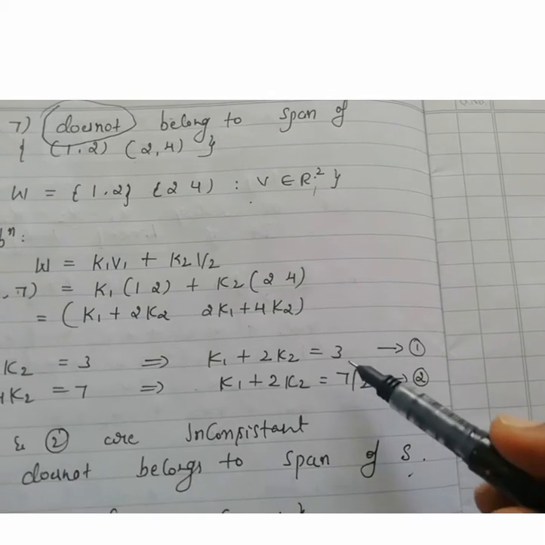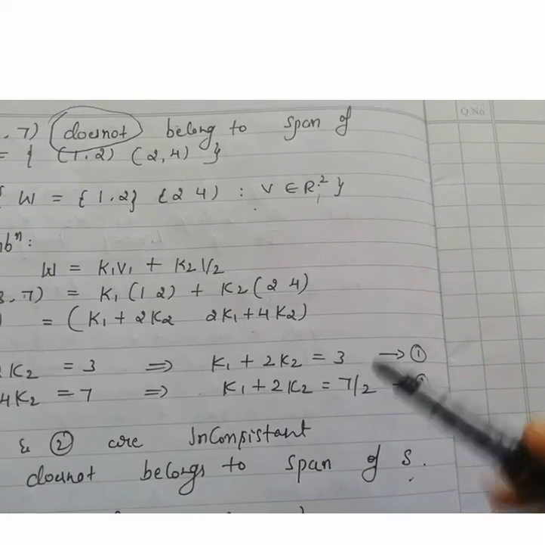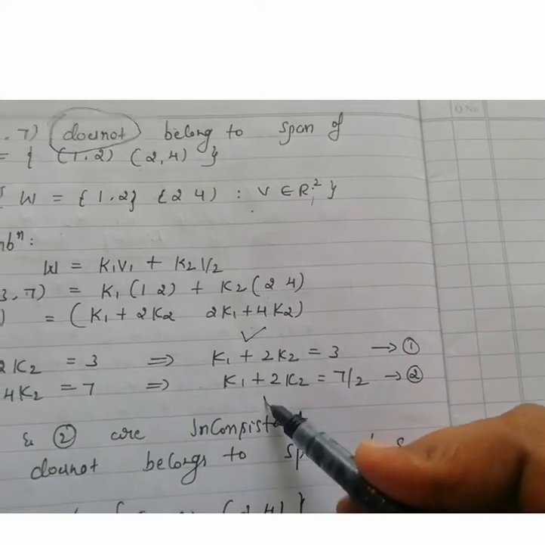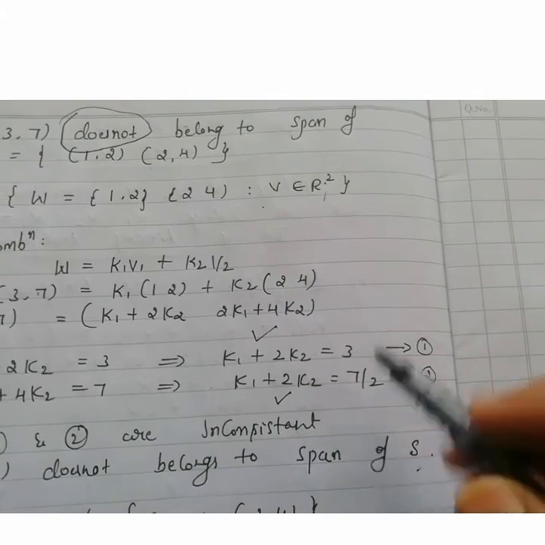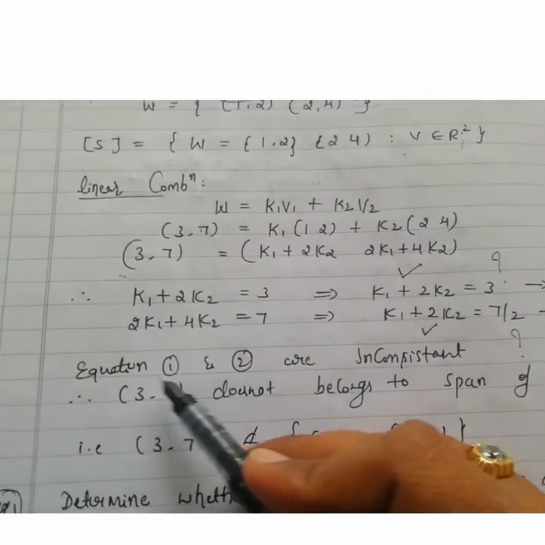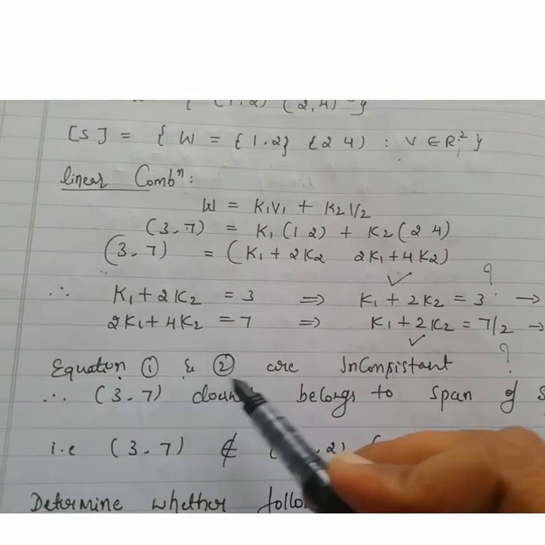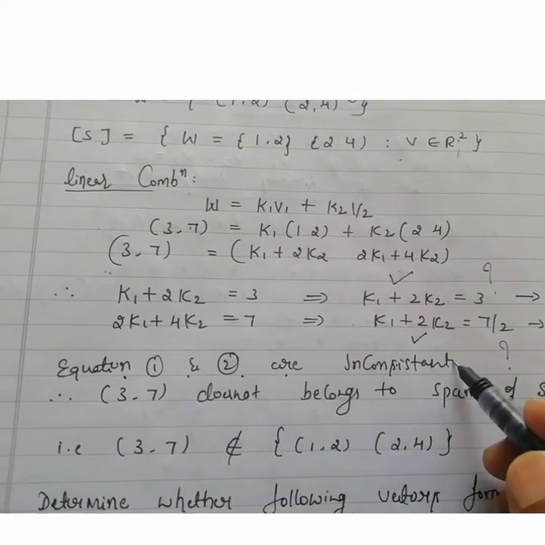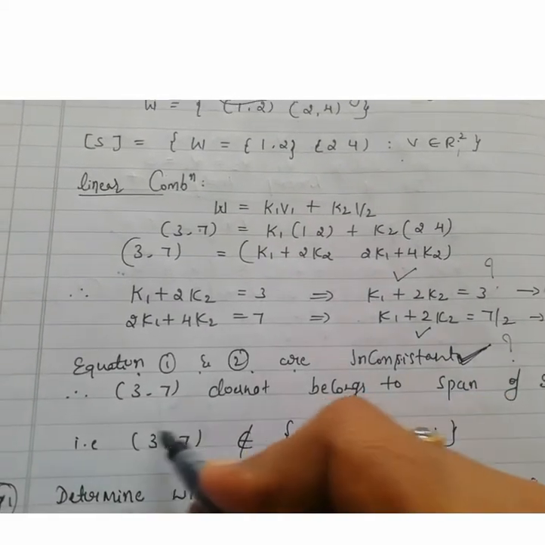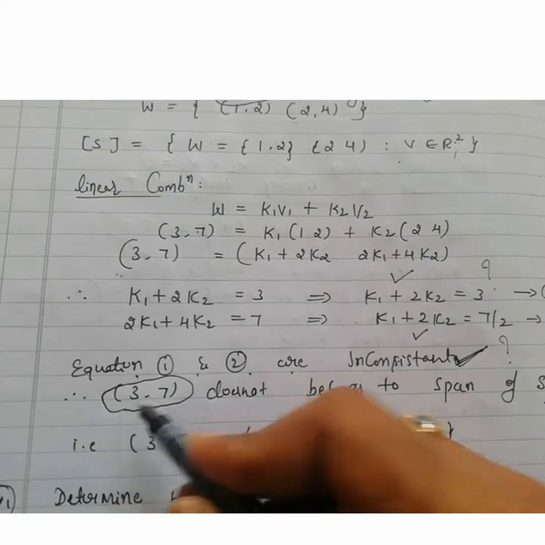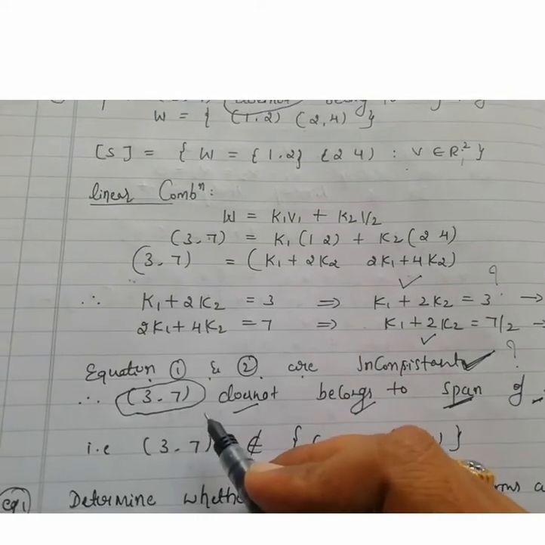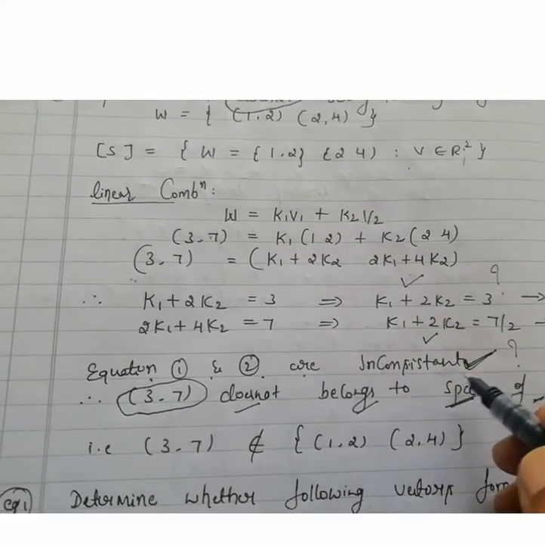Closely observe equation number 1 and equation number 2. Look at the LHS of equation 1 and the LHS of equation 2. Both are the same. But what about the RHS? Both are different. So the conclusion is that equation 1 and equation 2 are inconsistent, meaning the answer is unpredictable. It is mismatching. Hence the given (3, 7) doesn't belong to the span of S. That is the conclusion, because the equations are inconsistent.